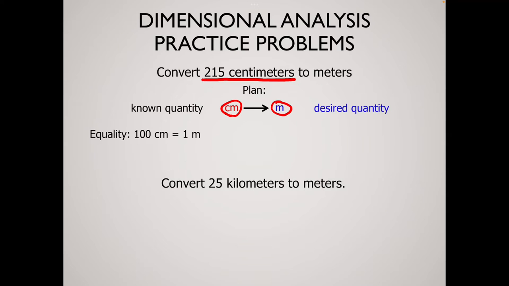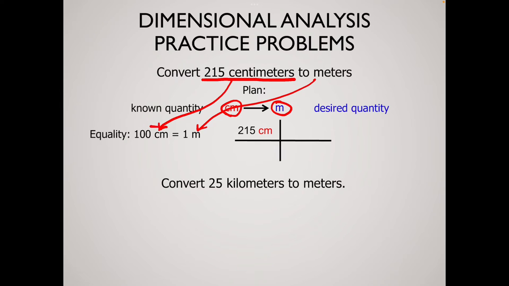Our equality that we're going to use is 100 centimeters equals 1 meter. So again, you see this has centimeters and meters in it. So this will allow us to do that conversion. So we put what we're starting with in the beginning of our train track. Okay, so there's our 215 centimeters. And again, like I said, leave that part on the bottom blank.